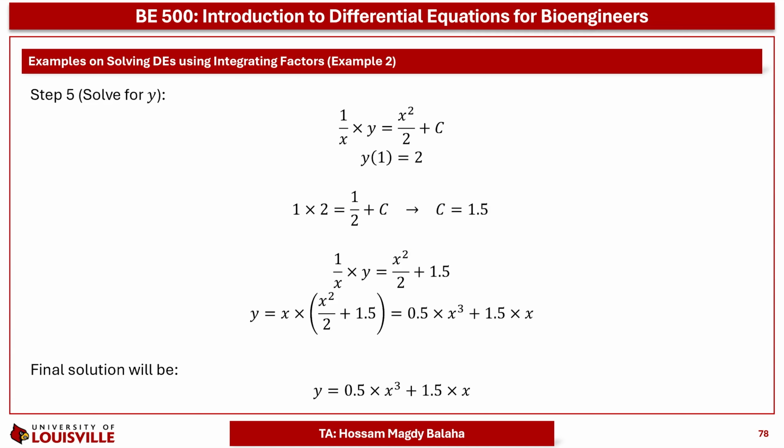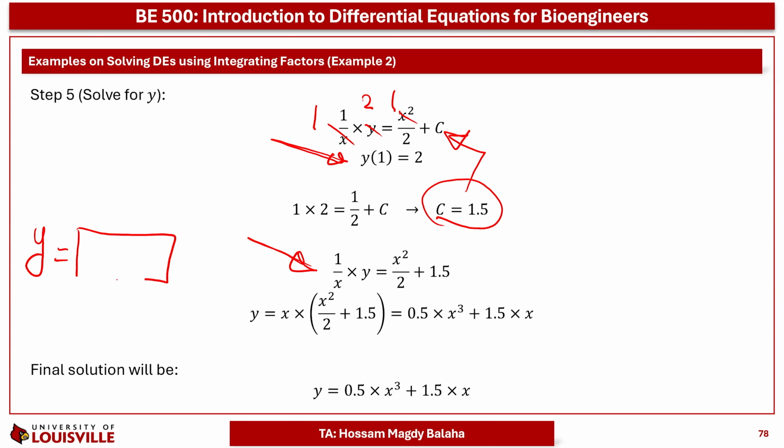Solve for y. So we have a substitution or initial condition. Substitute x by 1 and y by 2. So it will result in a constant with a value of 1.5. Substitute with that constant here, we will get 1 over x multiplied by y equal to x squared over 2 plus 1.5. We need to solve for y to be something, so we need to get rid of this.